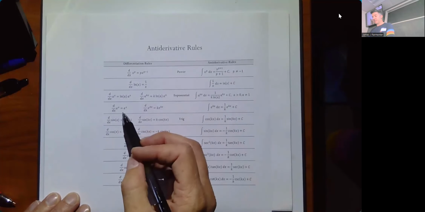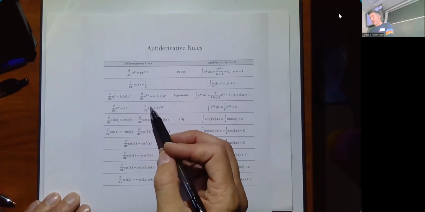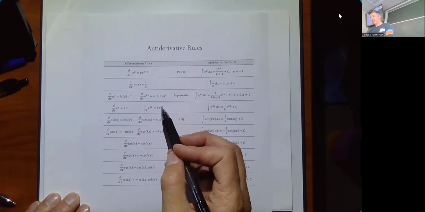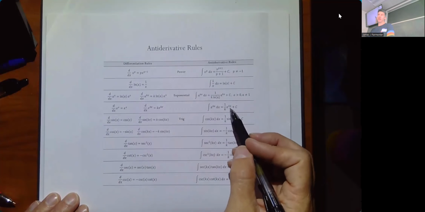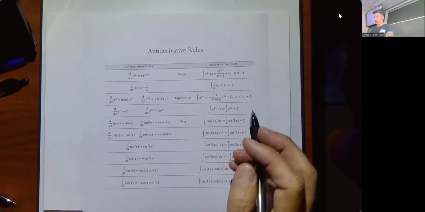The derivative of e to the x is e to the x. The derivative of e to the kx is k times e to the kx. The antiderivative of e to the kx is 1 over k times e to the kx. And I'm going to talk about that a little bit more today, so don't stress too much.